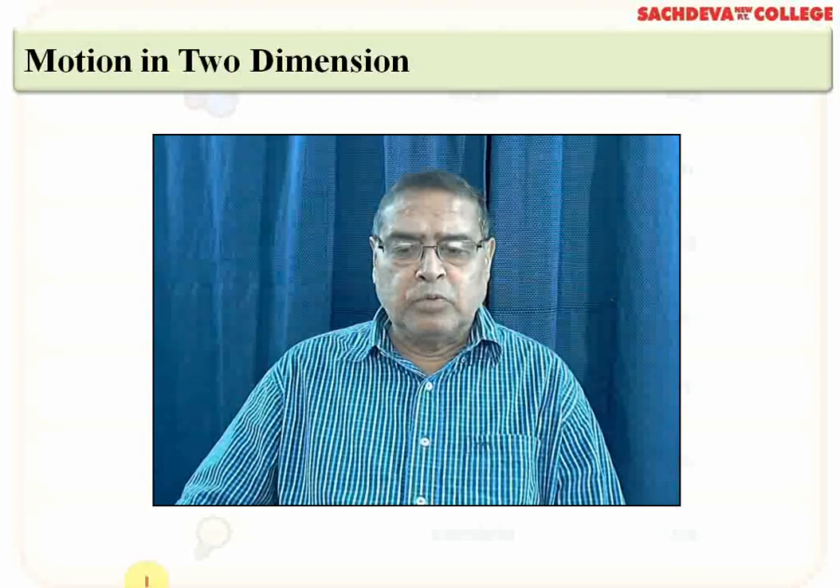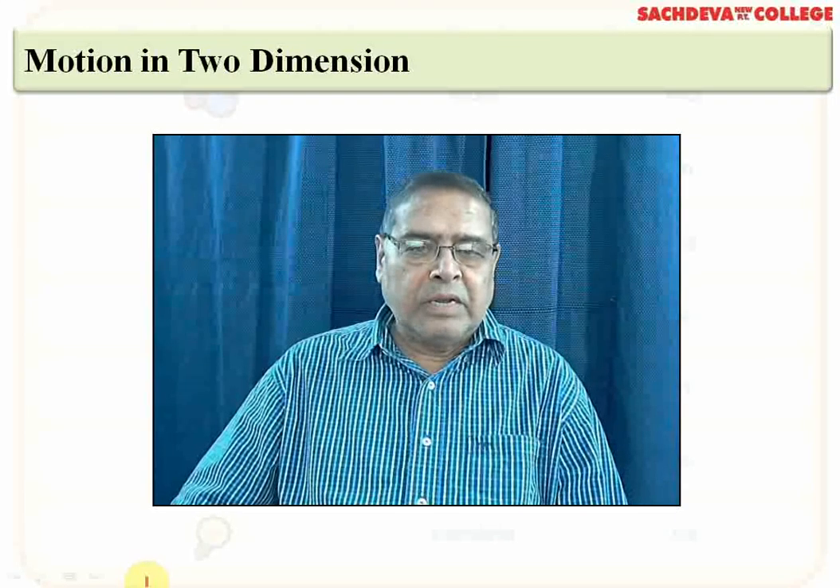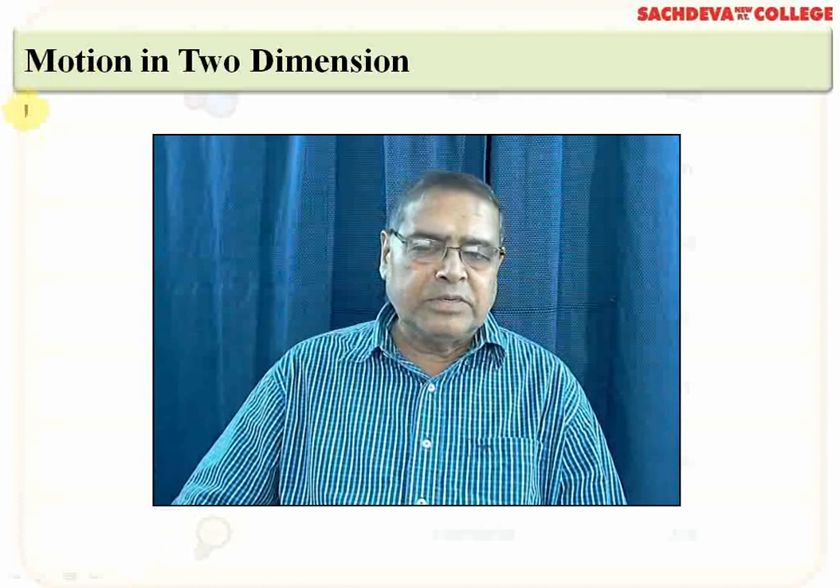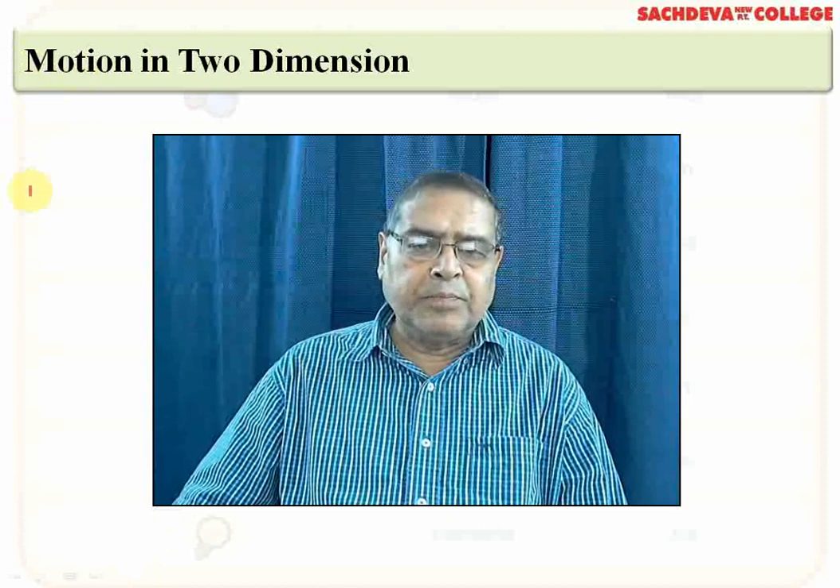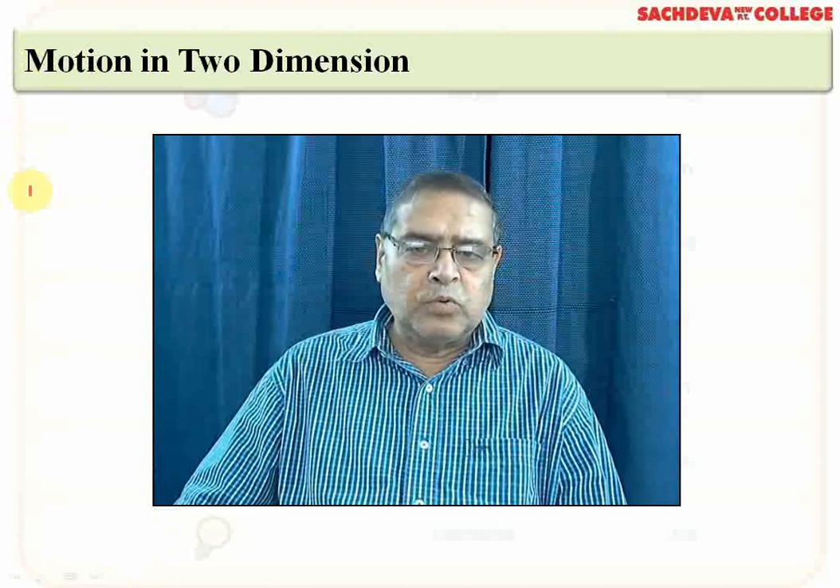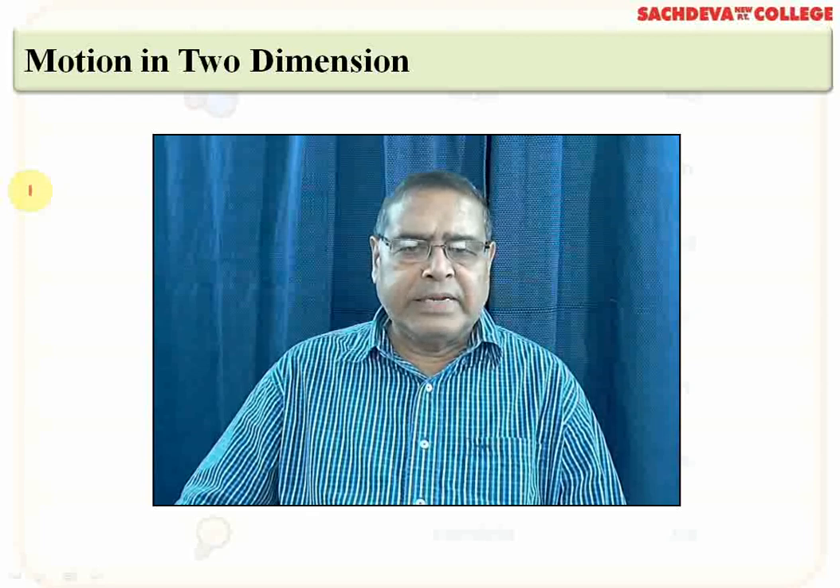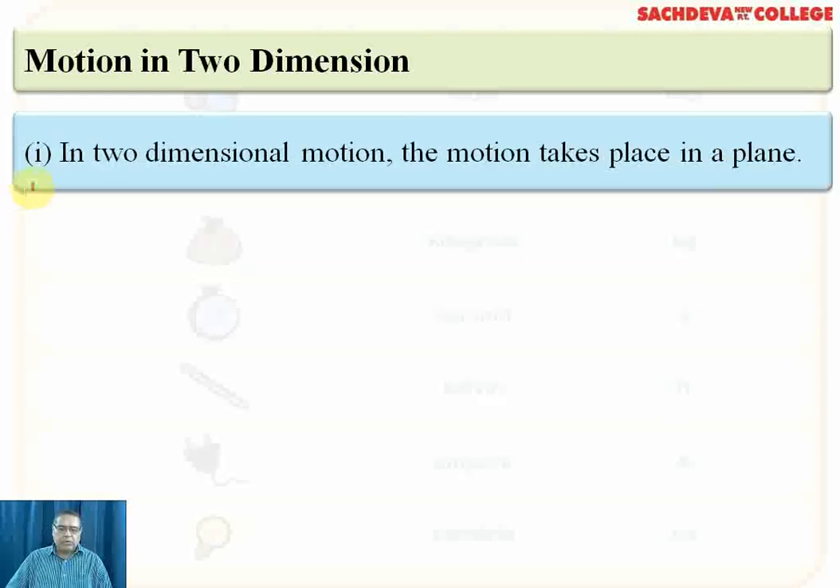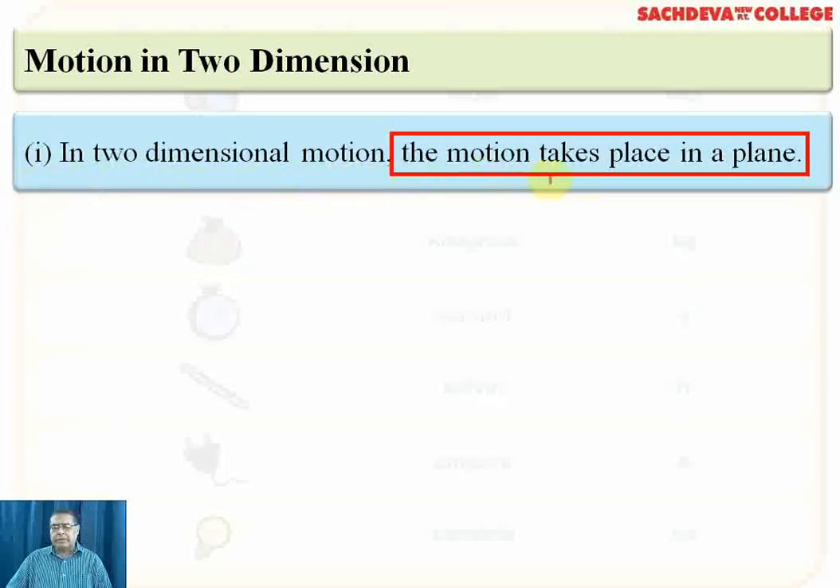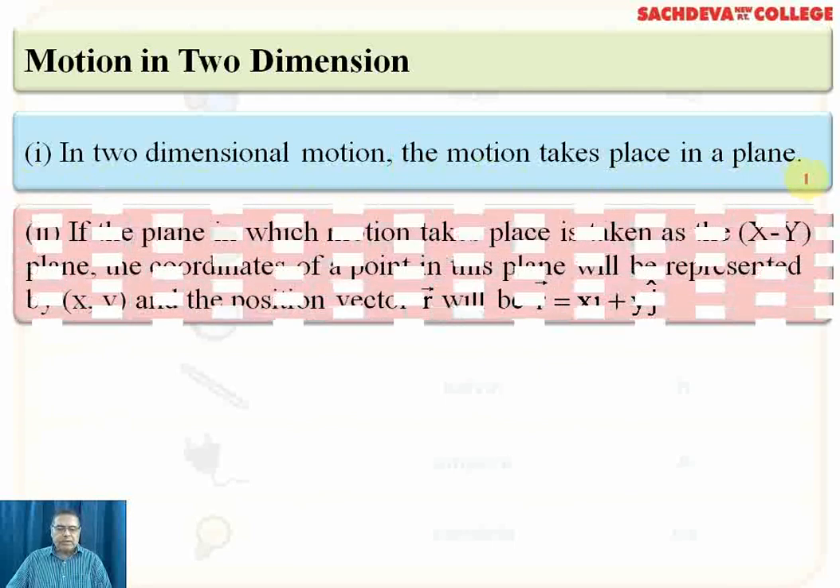Our topic is motion in two dimensions. When we use the term two dimensions, we are referring to the fact that a point in two dimensions must have two coordinates. One of them is x, the other is y. x is along the x-axis and y is along the y-axis. In two-dimensional motion, the motion takes place in a plane.